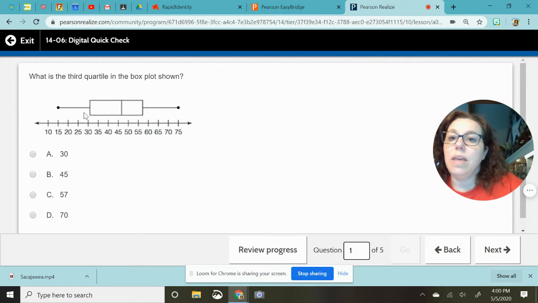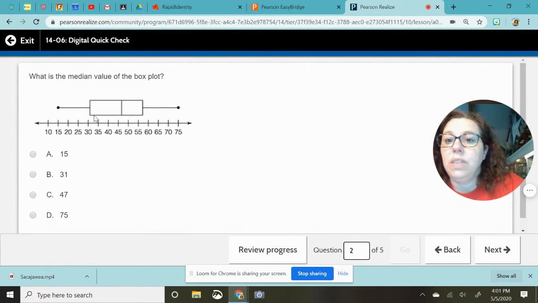And it says what is the third quartile in the box plot. So that is this one here. What we need to do is find the number that falls in that space. So it looks like it starts at maybe 47. So 30 is definitely out, and so is 45. 70 is way over here. So I'm going to mark 57.